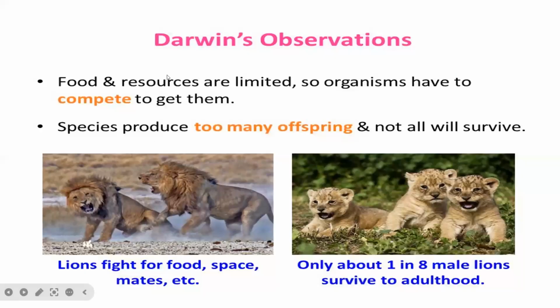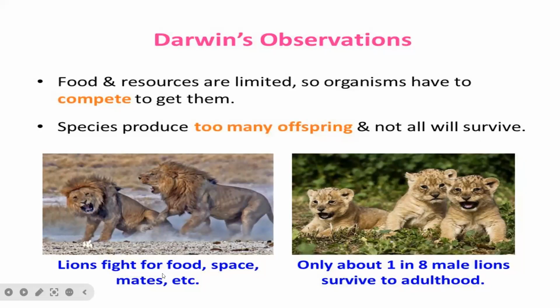Next, Darwin's observation. Food and resources are limited, so organisms have to compete. Second point, the limitation of resources. Food and resources are always limited, so organisms have to compete. Species produce too many offspring and not all will survive.